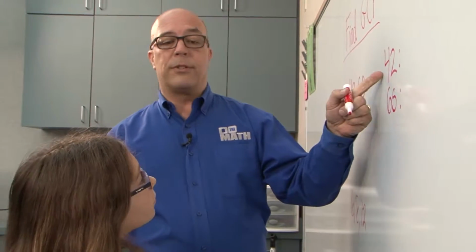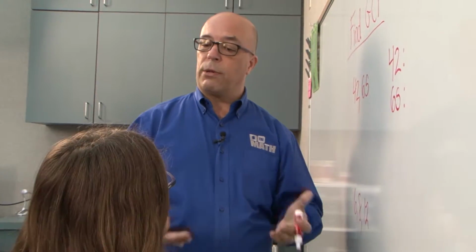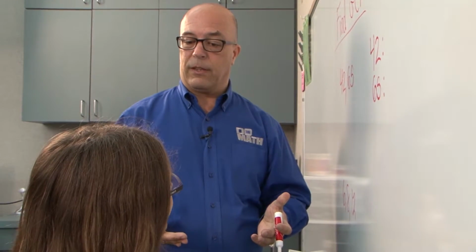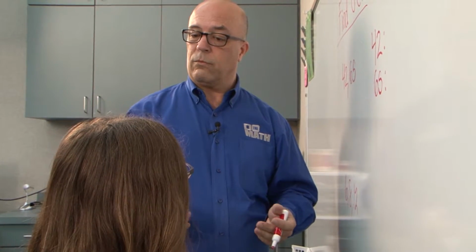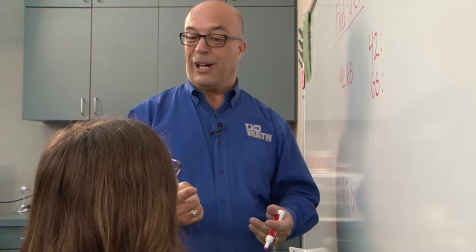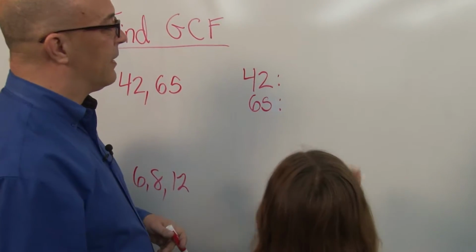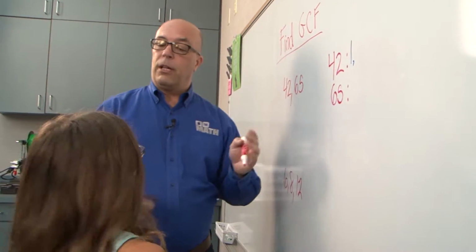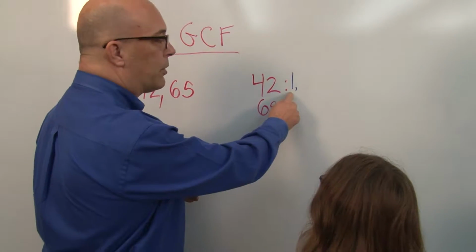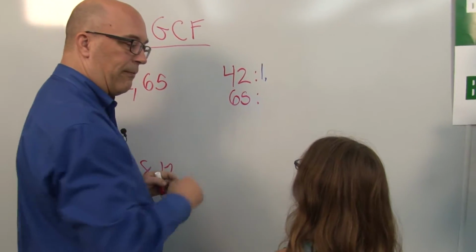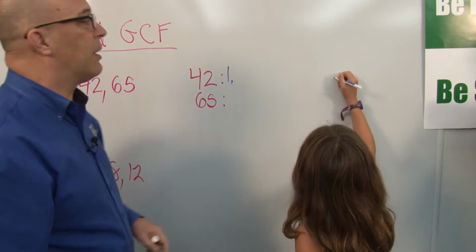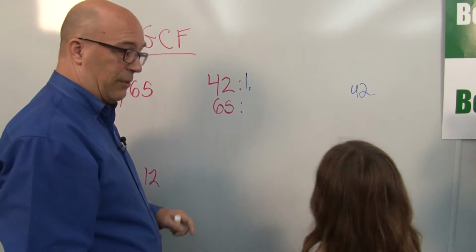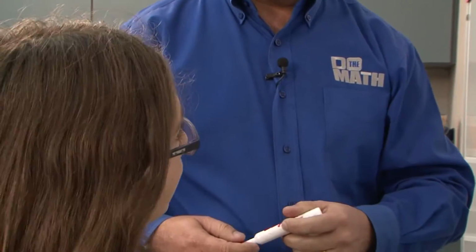And what numbers go into 42? What's the lowest number that will go into 42? Let's start with 1. So put a 1, and we'll put a comma. And 1 times what is 42? 1 times 42. So let's put 42 over here, because that's going to be the largest number that goes into 42, right?